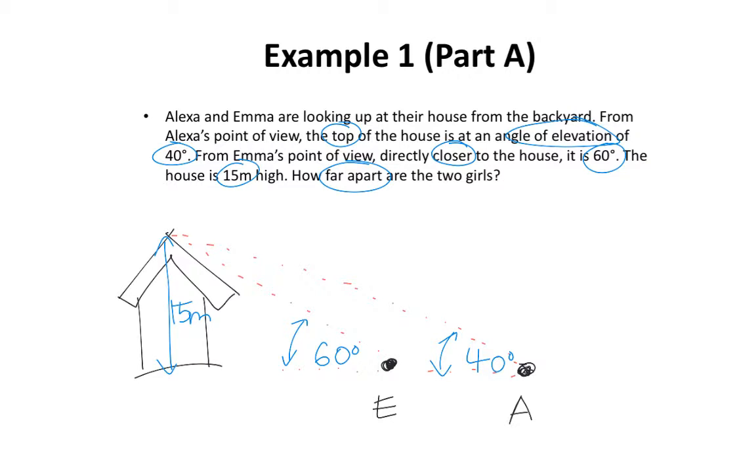And you can already tell that we have the makings of two triangles. So we kind of want to analyze each of these triangles individually. But ultimately, you want to find the distance between the two girls, which would be from here to here. In order to do that, you're going to have to find the distance from the house to Emma and the distance from the house to Alexa, and then you're going to have to subtract those two values to get the distance between them. So that's going to be our overall strategy.